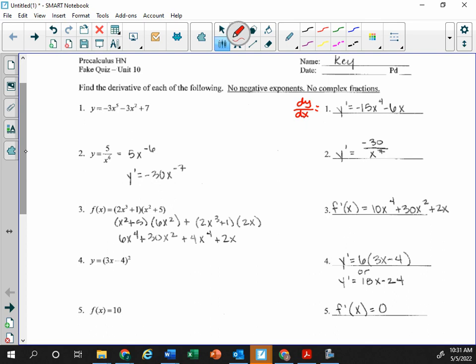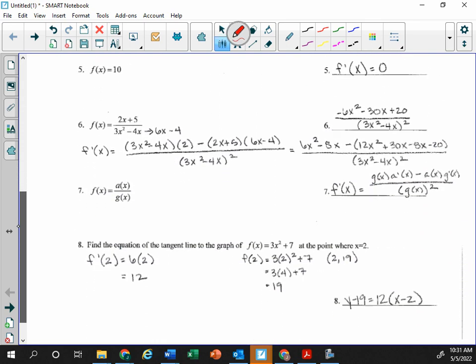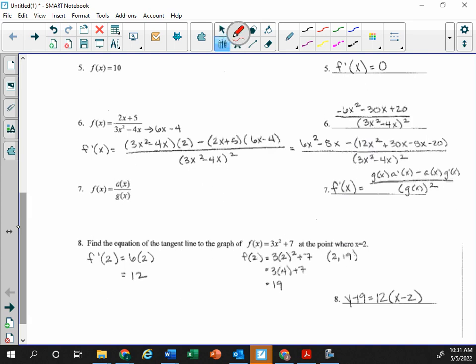Anybody questions 1 through 5? Okay. All right, guys, I'll keep scrolling. Stop me if we have issues. 6, this is the answer here, and it should say f prime of x.